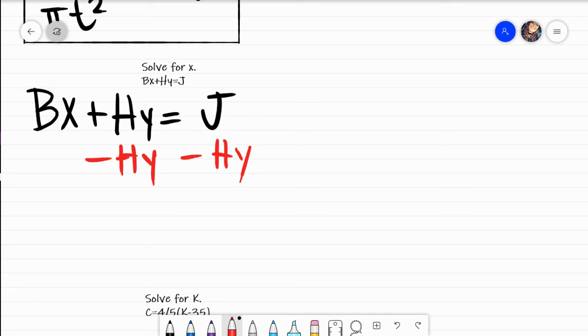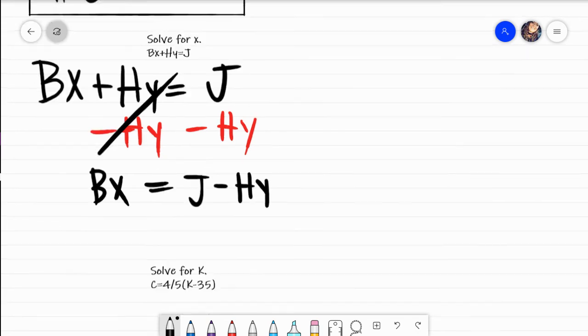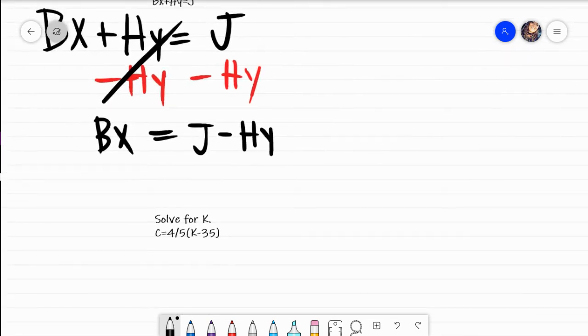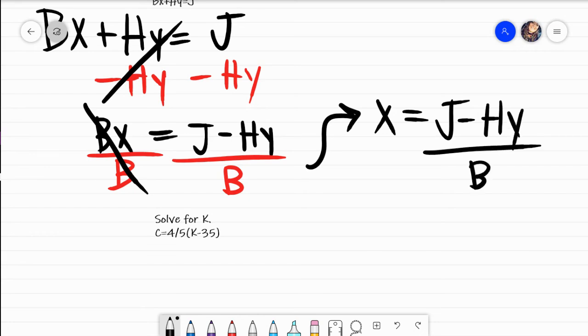So on the left-hand side, I have bx, those canceled, equals right here. Those are not like terms, so I can't combine them, but I can write them next to each other, right? And then if we continue further, solving for my x, because it's being multiplied by my b, now we would divide. And what you do to one side, you have to do to the other. Do you notice how those canceled? And I was just left with an x equals. On the right side, I have j minus hy over b.